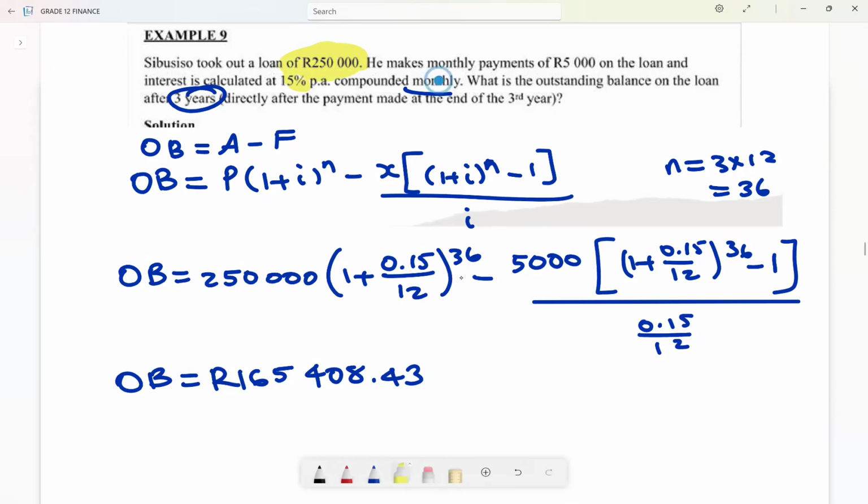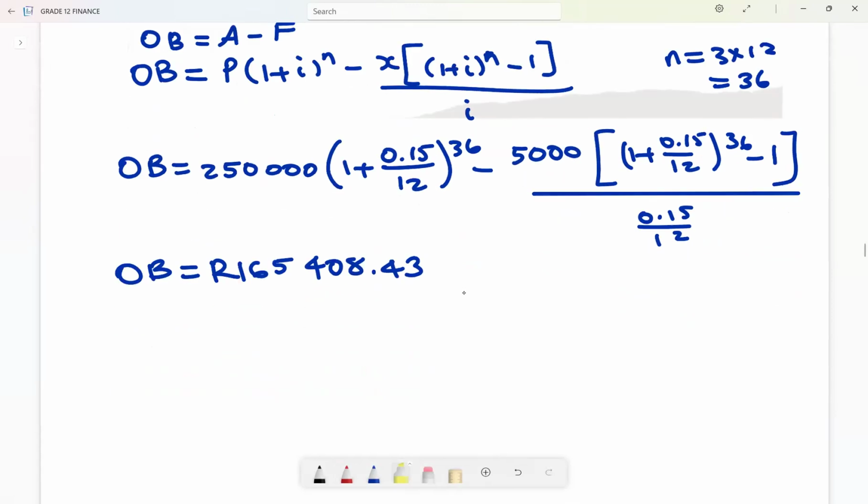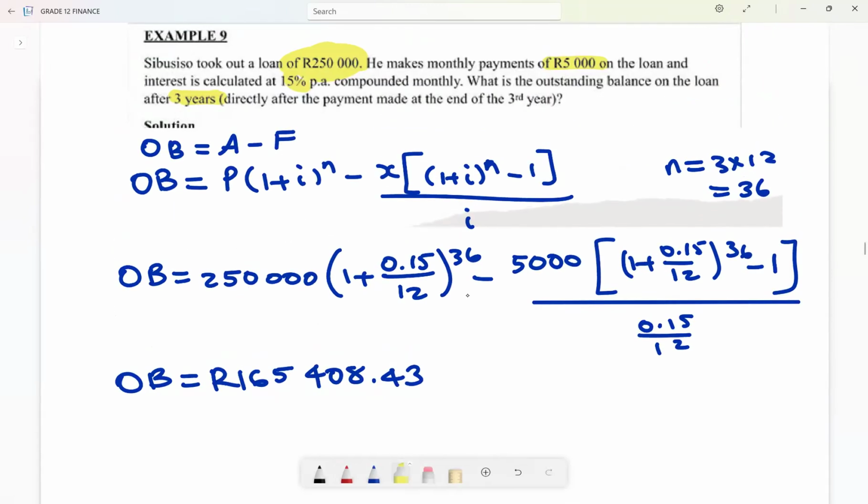But can you see now, after paying 5,000 for 3 years, look how much is still left for him to pay. It's not even half of the amount he took the loan for. It's not even close to half. So this is the effect of the interest, guys. This person is still owing this amount, even after paying for 3 years. What I wanted to stress is this, guys.